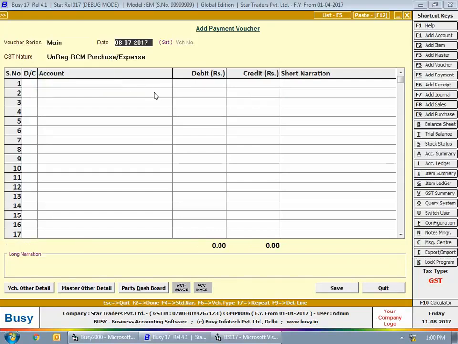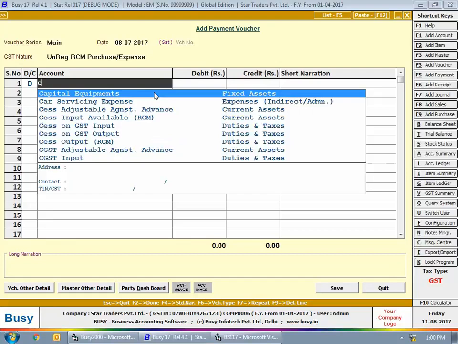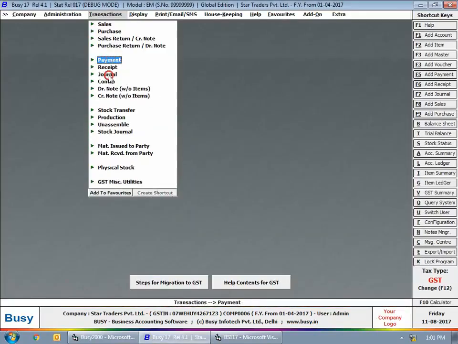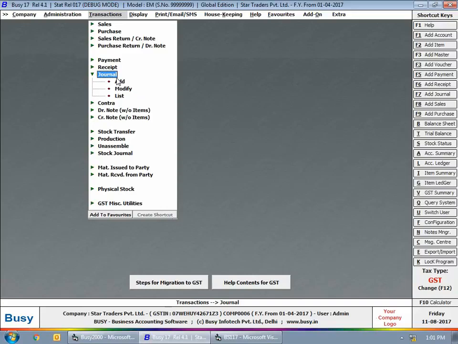Next we are entering a voucher on 8th of July. Unregistered RCM purchase for car servicing expense, that is, we have repaired the car from a roadside vendor, so this transaction will fall under unregistered RCM purchase. Next we'll enter a journal voucher, as some people have the habit of entering a journal voucher also, so we'll show the example of a journal voucher here.